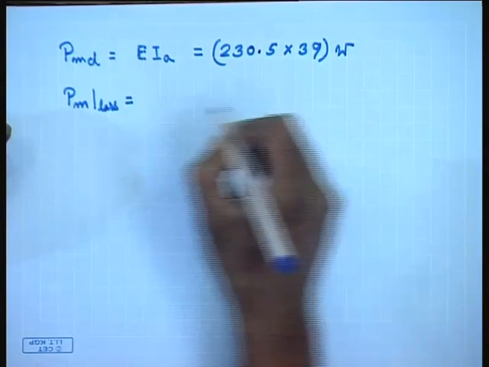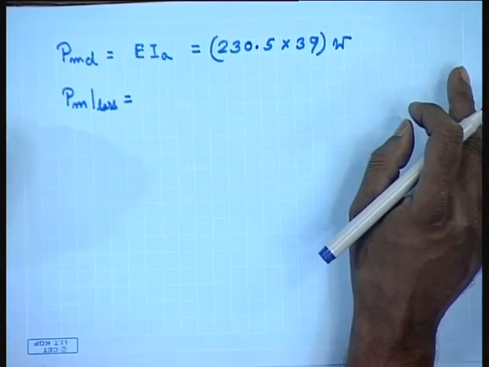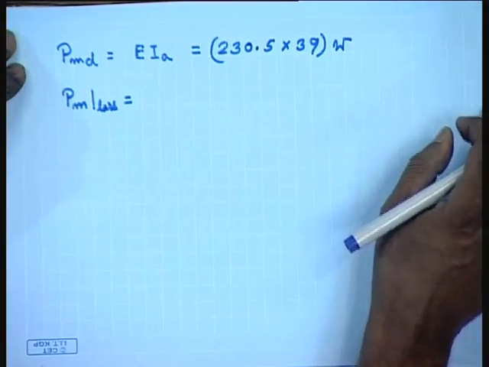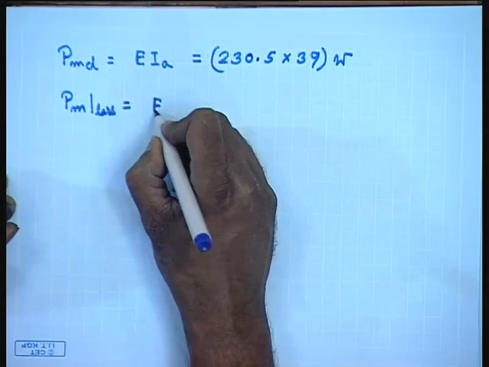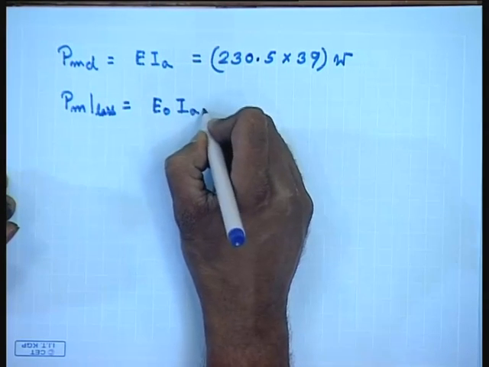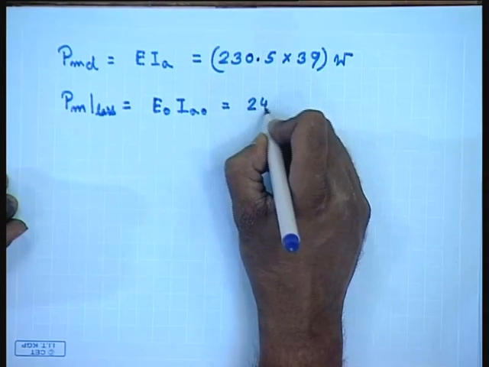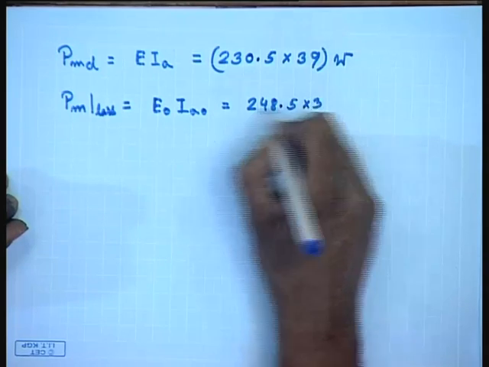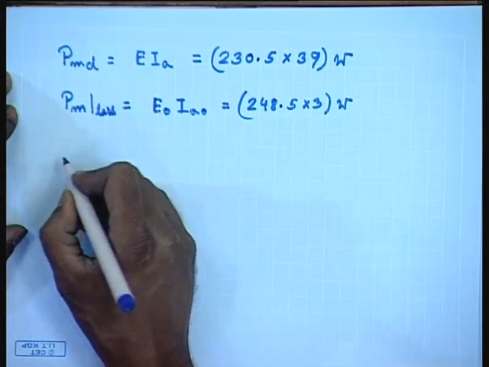Now, at no load we see that the armature current is not 0, it is 3 amperes. What happened? There is no load connected to the shaft, that is actually the mechanical loss. So, P_m loss equal to E0 Ia0, this is equal to 248.5 into 3 watts.